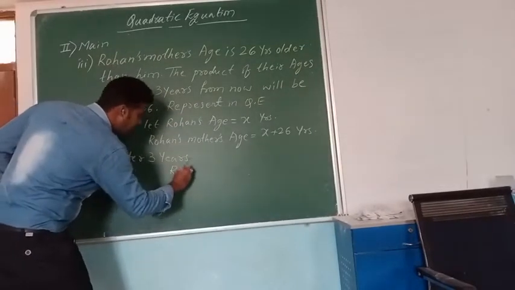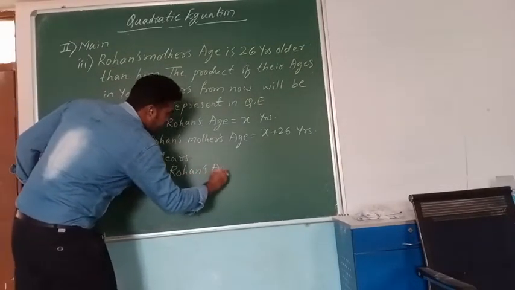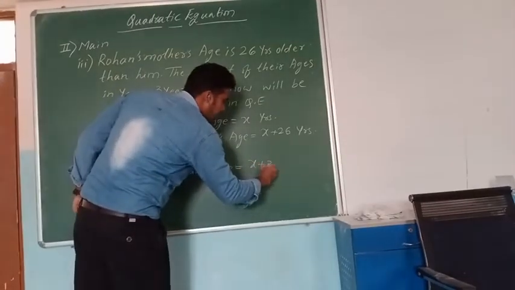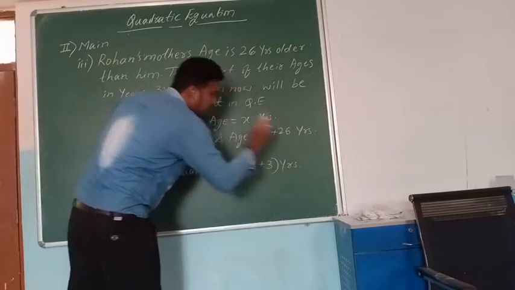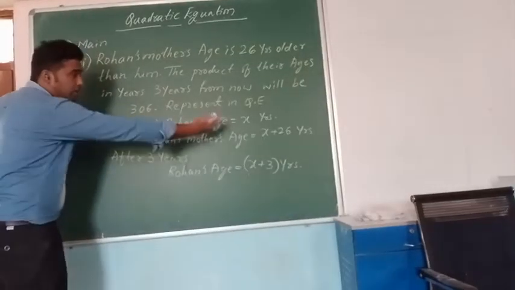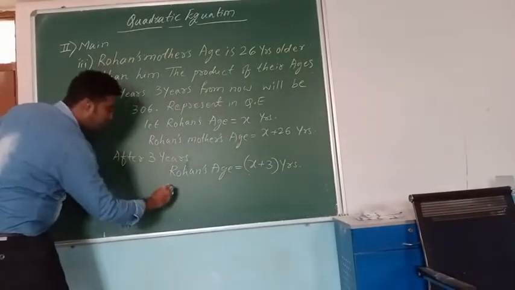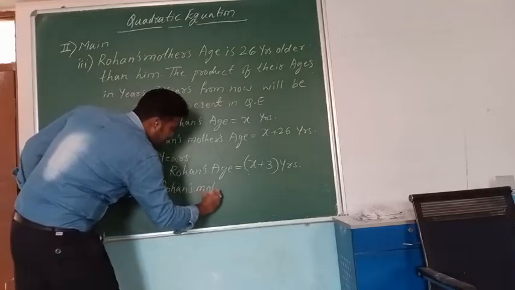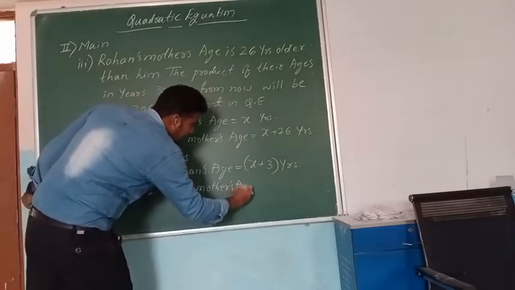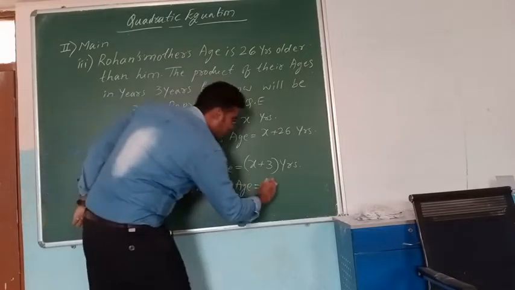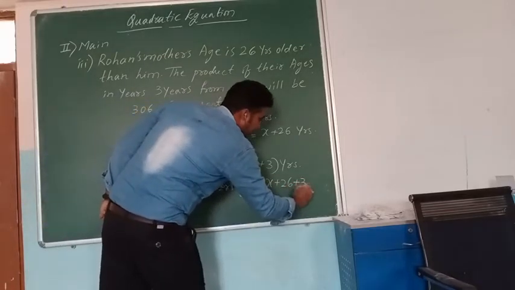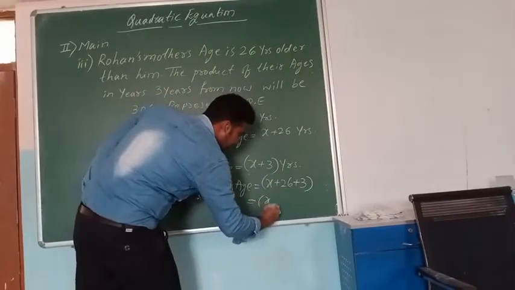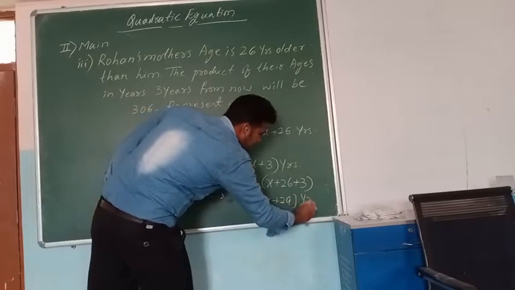Rohan's age will change. Rohan's age was x, now it becomes x plus 3 years. In the same way, Rohan's mother is already x plus 26. So after 3 years, Rohan's mother's age will become x plus 26 plus 3. You can add 26 plus 3, she becomes x plus 29 years.